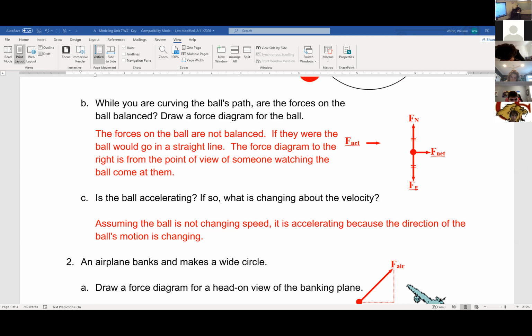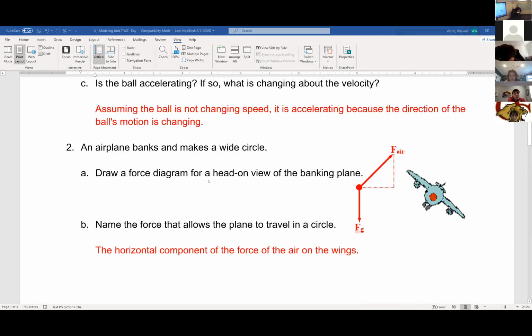All right, number 2, an airplane banks and makes a wide circle. Draw the free body diagram for a head-on view of the banking plane. So they gave you kind of a clip art of the plane to help you imagine what it might look like if it's banking. And what we're saying is, I don't know if you can see my hand in the video or not, but it's banking in a horizontal circle, right? It's angling so that it curves in a horizontal circle. And so we know that the plane still has weight. It would fall to the ground if there were no other forces. But there are other forces, and if it's banking, then the air is going to be pushing on the underneath side of those wings.